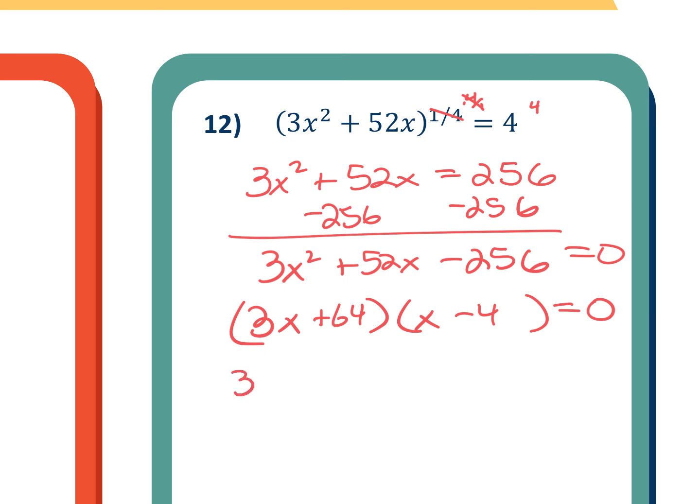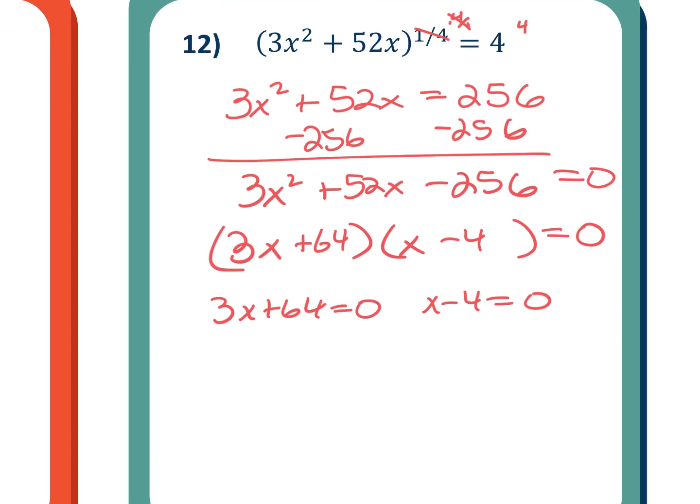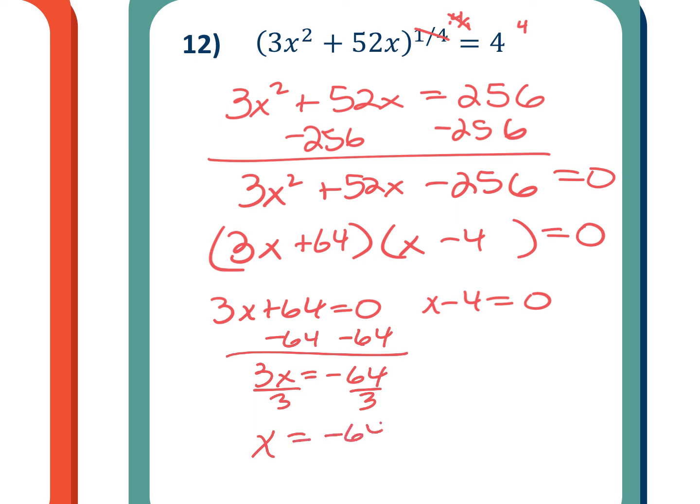So now set each factor equal to 0. Move the 64. 3x equals negative 64. Divide by 3. And x equals negative 64/3. Add the 4. X equals 4. I now need to do the check.